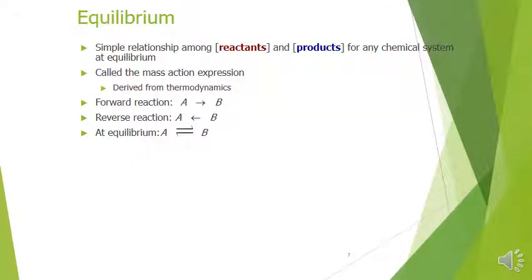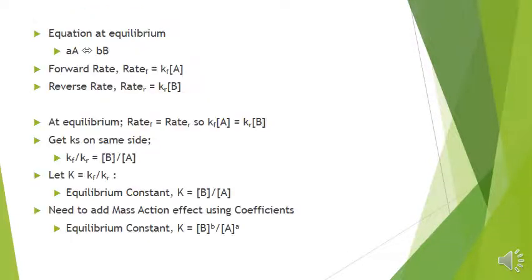Right, there is a simple relationship between reactants and products for any chemical system at equilibrium, called the mass action expression, derived from thermodynamics, which we're not going to cover a whole lot. But we have a forward reaction, and I'm going to go into it a little bit. The forward reaction is A to B, the reverse is B to A, and at equilibrium they're A to B, B to A. So let's just talk about what happens.